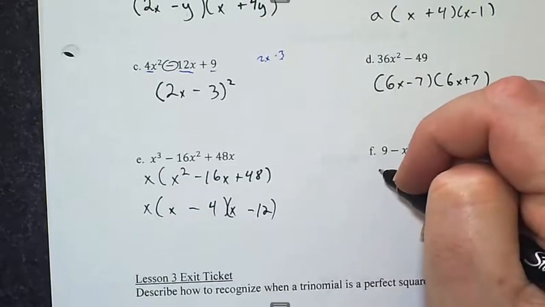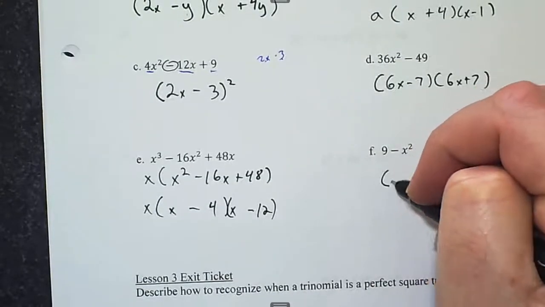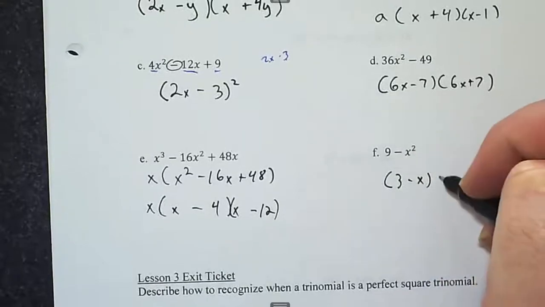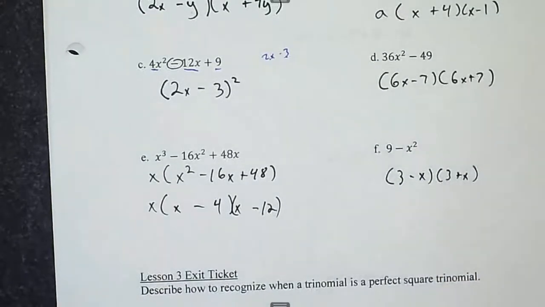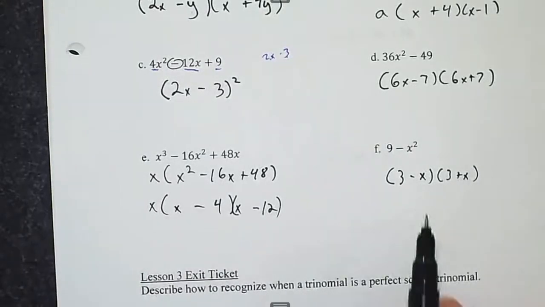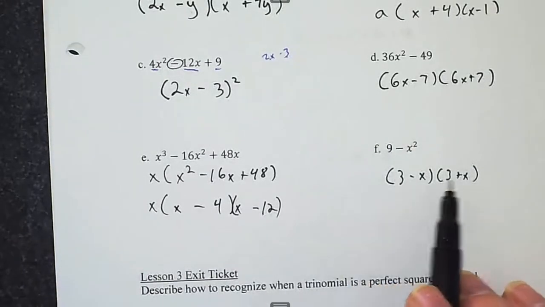All right, the last one here, 9 minus x squared, is also a difference of two squares. This is 3 minus x, 3 plus x. If you factored out a negative and rewrote it, it's fine. You would just have a negative sign and then x minus 3, x plus 3.